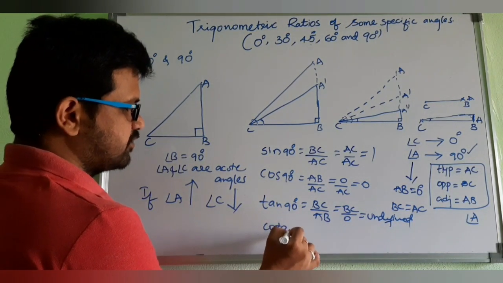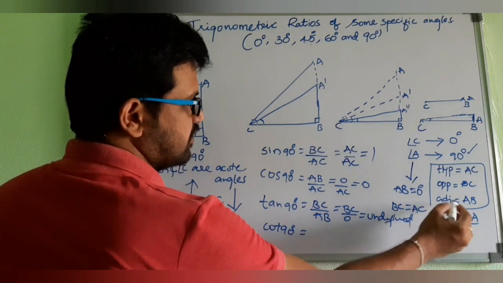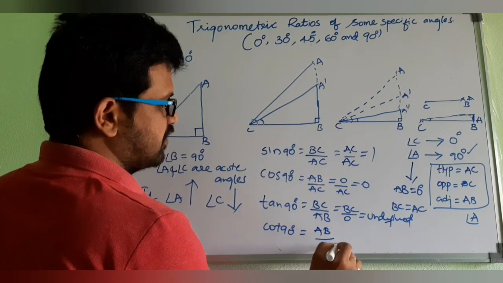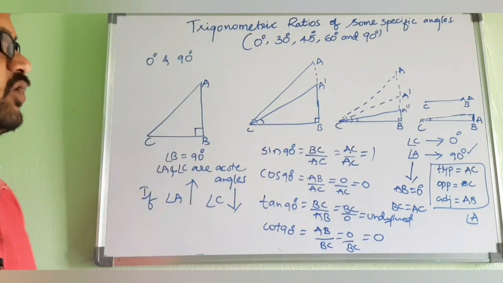And cot 90. Cot 90 is adjacent by opposite. What is adjacent? AB. By opposite is BC. AB is 0 by BC, 0. So cot 90 is 0.